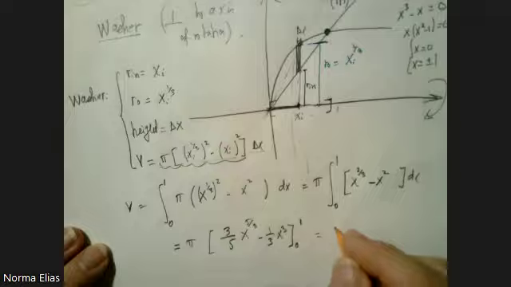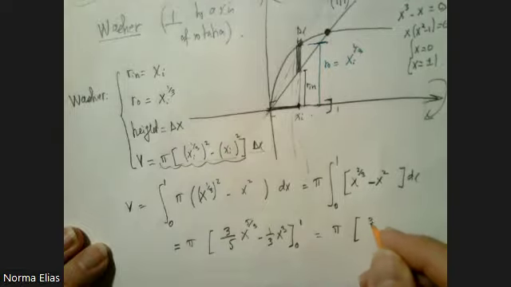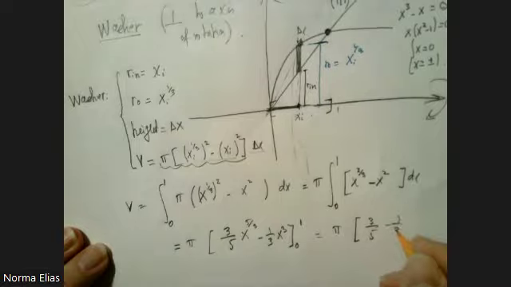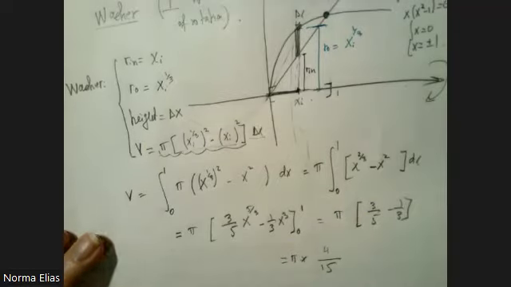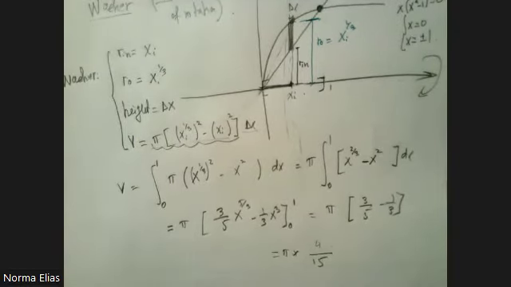Okay, so which will give me pi times 3/5 minus a third, which is very easily pi times, that's 15, and that's 9 minus 5, which is 4. All right. Now let's do the shell method and then we proceed.